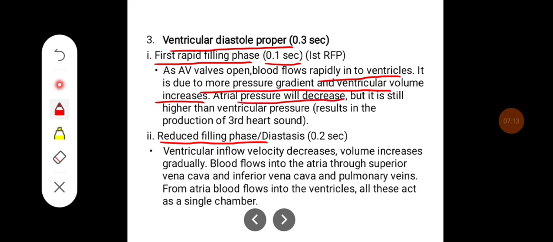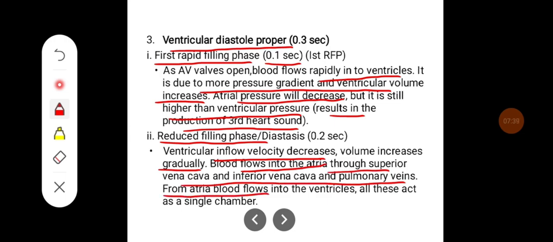Atrial pressure will decrease, but it is still higher than the ventricular pressure, which results in the production of the third heart sound. In reduced filling phase, that is in diastasis, ventricular inflow velocity decreases, volume increases gradually, but flow into the atria through superior vena cava and inferior vena cava and pulmonary veins. From atria, blood flows into the ventricles, and all these act as a single chamber.